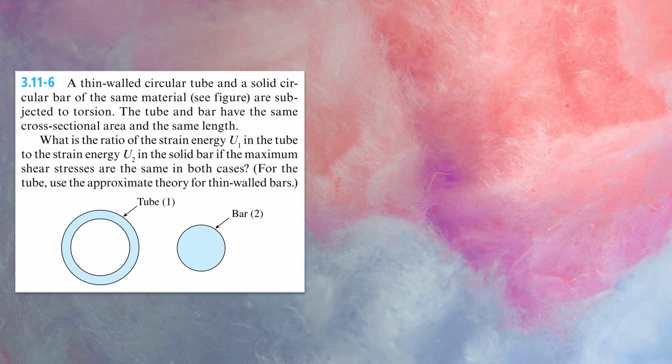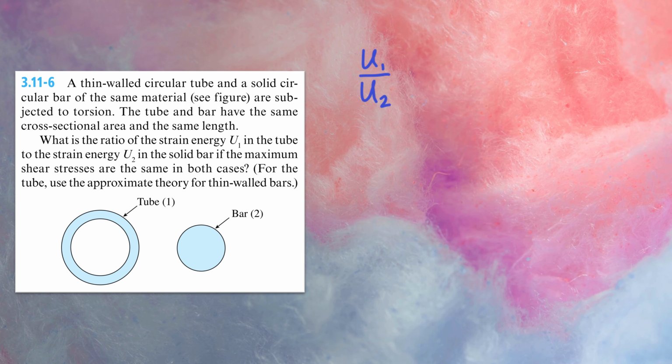A thin-walled circular tube and a solid circular bar of the same material are subjected to torsion. The tube and bar have the same cross-sectional area and same length. What is the ratio of strain energy in the tube to the strain energy in the solid bar if the maximum shear stresses are the same in both cases? For the tube, use the approximate theory of thin-walled bars.